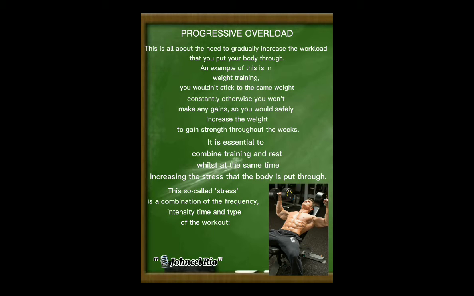Progressive overload. This is all about the need to gradually increase the workload that you put your body through. An example of this is in weight training. You wouldn't stick to the same weight constantly, otherwise you won't make any gains. So you would safely increase the weight to gain strength throughout the weeks. It is essential to combine training and rest, whilst at the same time increasing the stress that the body is put through. This so-called stress is a combination of the frequency, intensity, time, and type of the workout.